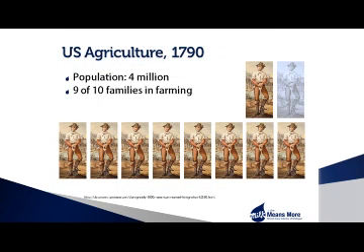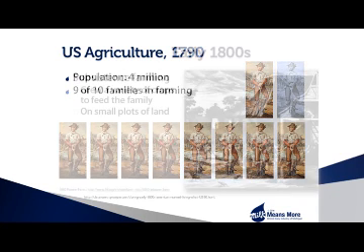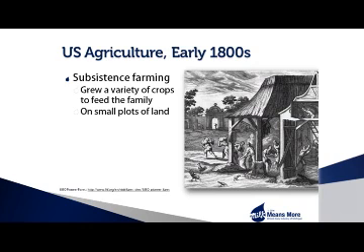Let's look at how American agriculture and farming practices evolved over the last 500 years. In its infancy, America was a nation of farmers. In 1790, 90% of the 4 million citizens were farmers, 9 out of 10 families. They practiced subsistence agriculture, growing just enough for the farm family. They produced a variety of crops on small plots of land.